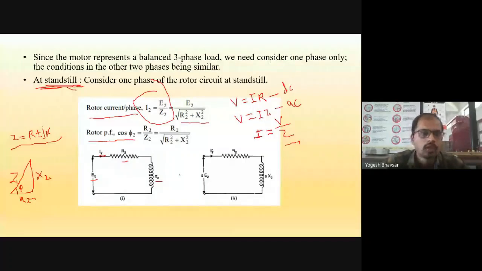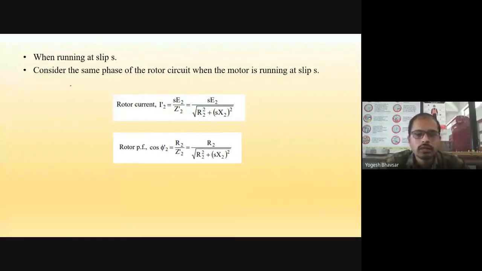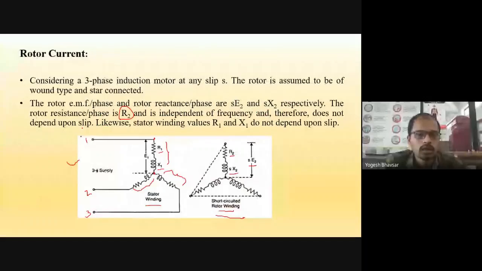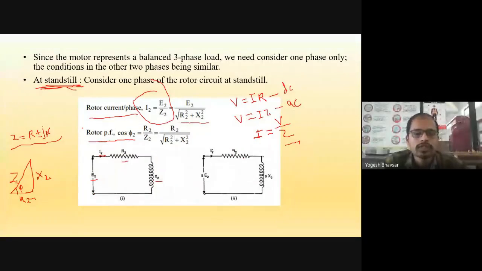We have not multiplied by slip. While running, we consider the same phase, and we write the rotor current and power factor at running condition. Denote it by I2 dash, which is equal to S E2 by Z2 dash. So S E2 as it is, and in the denominator, the square root of R2 squared plus (S X2) squared. Similarly for the rotor power factor, simply multiply S to the reactance. So these are the rotor current and rotor power factor while the motor is running and also at standstill.